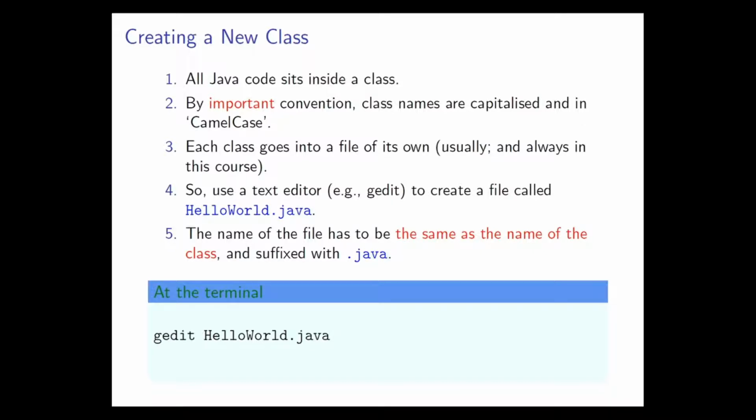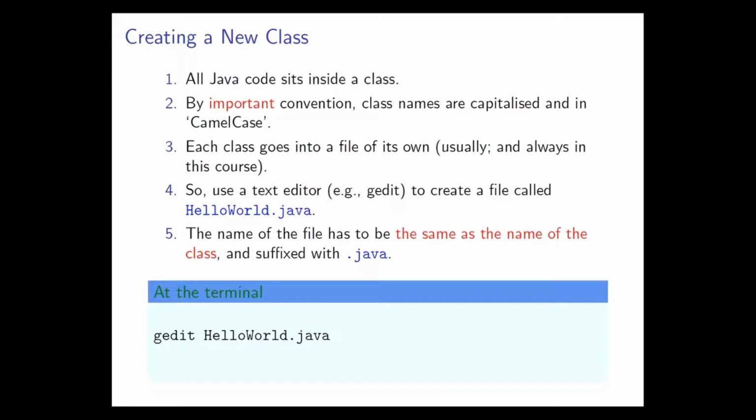Every class goes into a file of its own. There are some exceptions to that later, but we won't worry about those in this class. And the name of the file has to be the same as the name of the class, followed by .java.